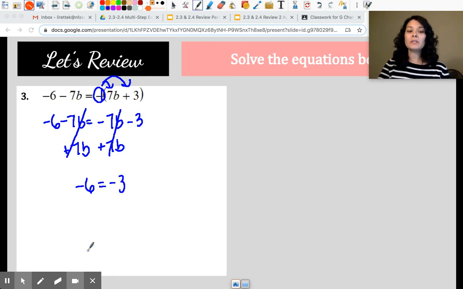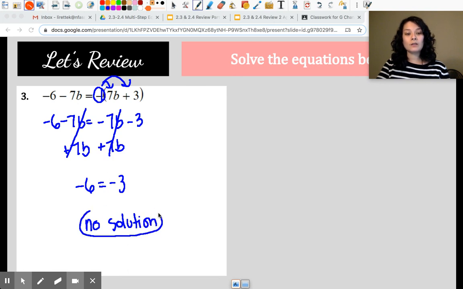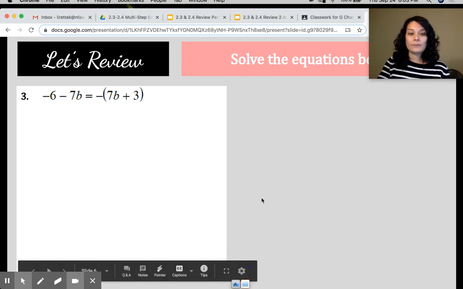right. And you should recall that from the last lesson, we reviewed that one type of answer you could get ends up resulting in a false statement. We have to write as our final answer, no solution. If it's a false statement, there's no solution, and you have to write that phrase as your final answer. If you stopped short of that and you just wrote negative 6 equals negative 3, you're not done.